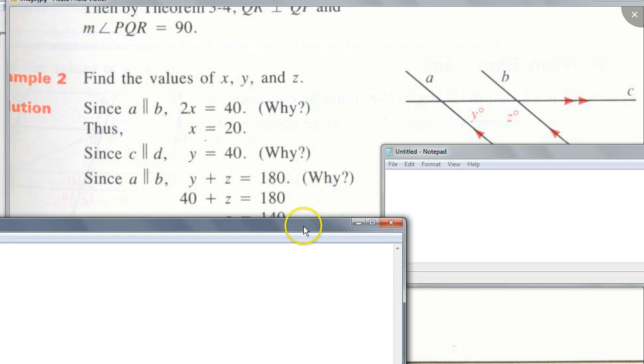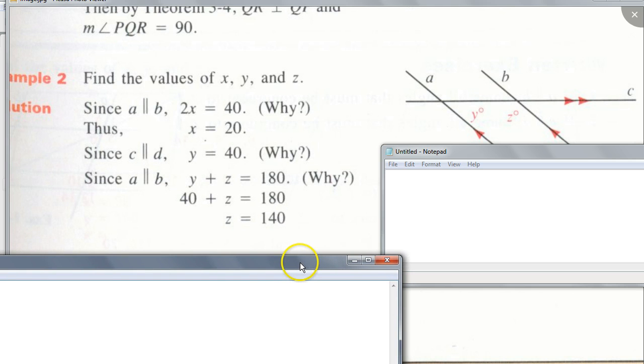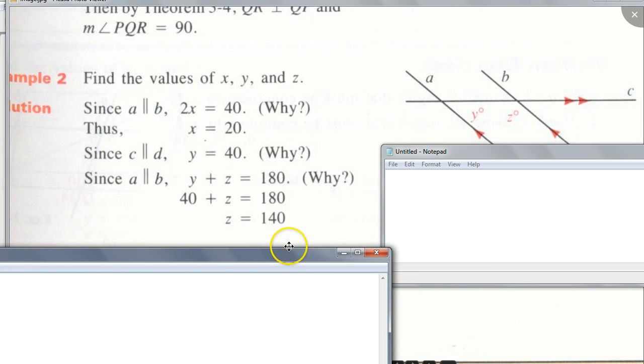120. Does that make sense? Did you say 120? It should be 140. Yeah, 140. Does that make sense? Any question? Do you guys understand how to do this sort of problem?